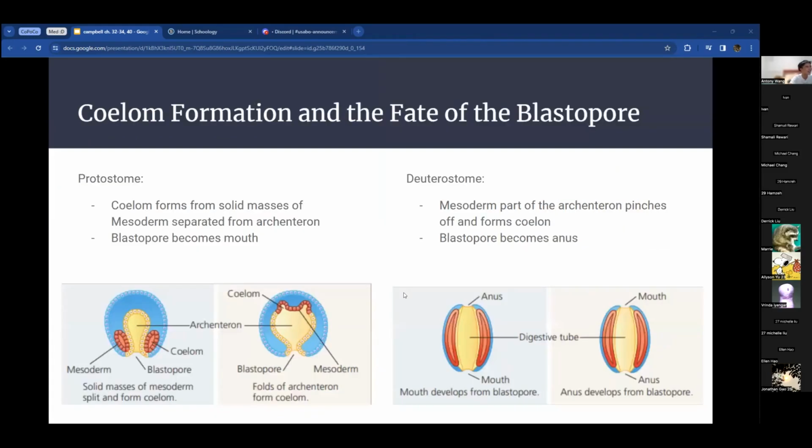It's something extra. Anyways, now let's talk about what protostome and deuterostome mean. Proto means first, deutero means second, and stome means mouth. So radial, indeterminate.